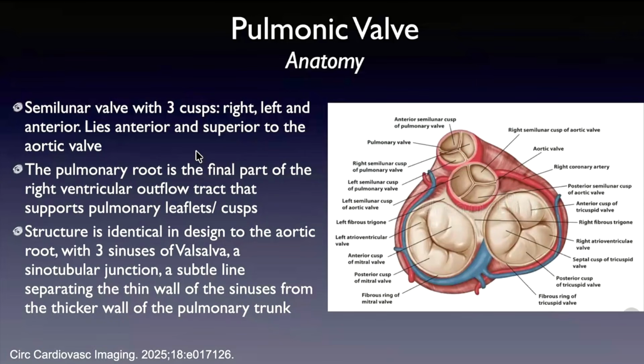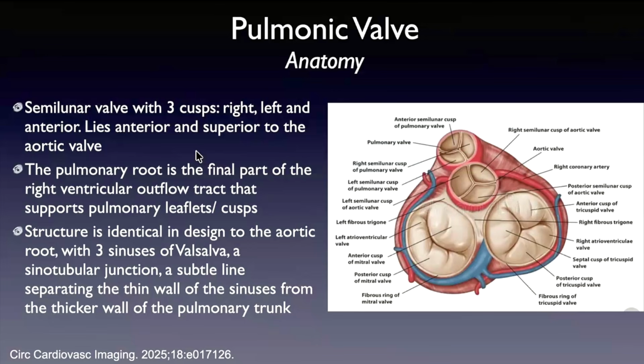As you recall from anatomy, the non-coronary cusp is contiguous with the atrial septum, which should be above this. And the pulmonary valve lies anterior and superior to the aortic valve. So we'll see it on the parasternal views as being the most anterior of the valves that we see. The pulmonary root is a final part of the RV flow tract that supports the pulmonary cusps. And the structure is somewhat identical in design to the aortic root.